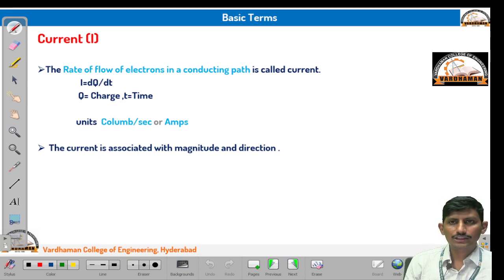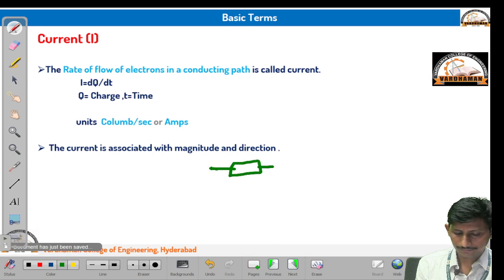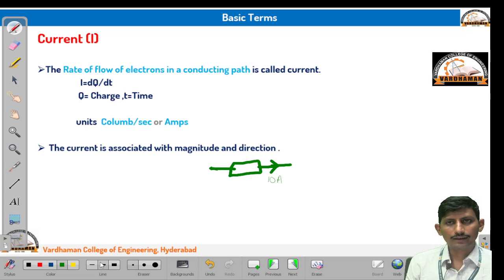The current is associated with magnitude and direction. That means for any element the current is represented like this. If this is the element, the current will be represented with an arrow mark like this, and a magnitude something like 10 amperes. This current can be either DC or AC.